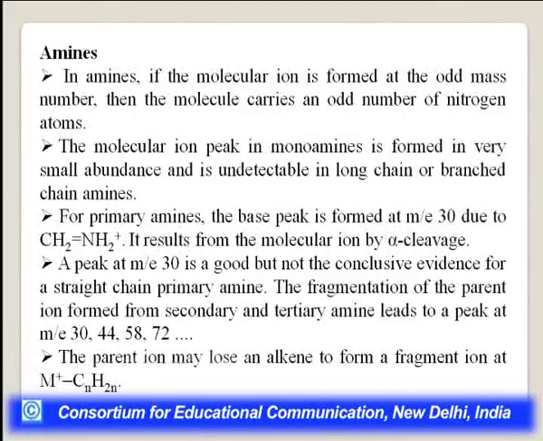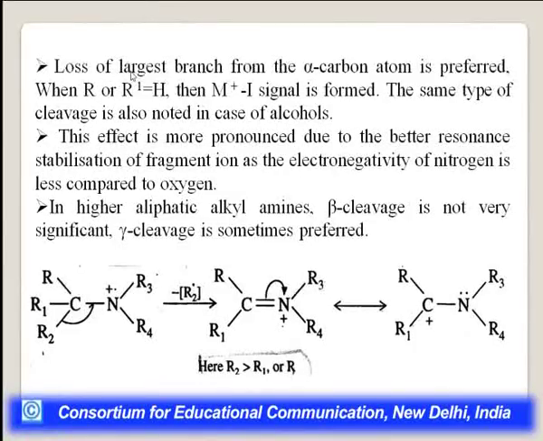The fragmentation of the parent ion formed from secondary and tertiary amines leads to a number of peaks at values of 30, 44, 58, 72 and so on. The parent ion may lose an alkene to form a fragment ion, so this kind of fragmentation is also possible in the case of amines. Loss of the largest branch from the alpha carbon will be preferred. When R or R dash is H, then an M-1 signal will form.